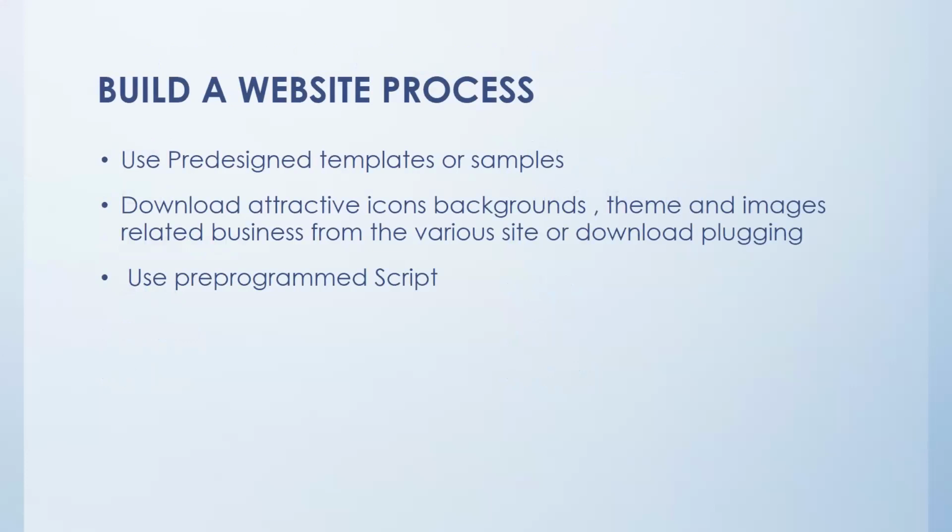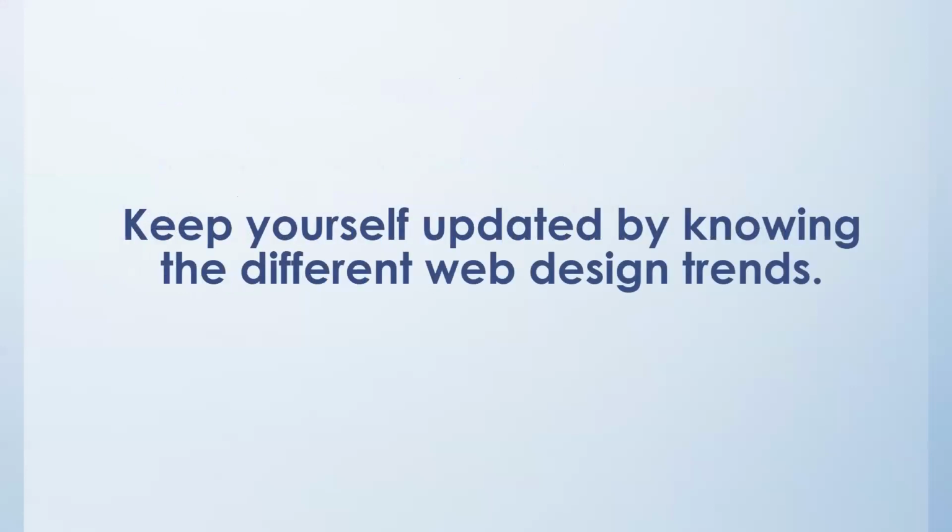Right, here is the build a website process. Templates are there, you can download them. Then you can even download the icons, backgrounds, all these things. But as I told you, you must be careful. There is copyrighted content, so you can't use copyrighted content. Then when you develop, there are some pre-programmed scripts available. We can download and use them, right? Then plugins are there, right? When you are developing, there are some plugins also. We can download and use them, right?